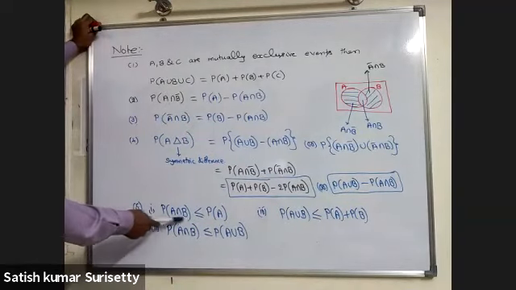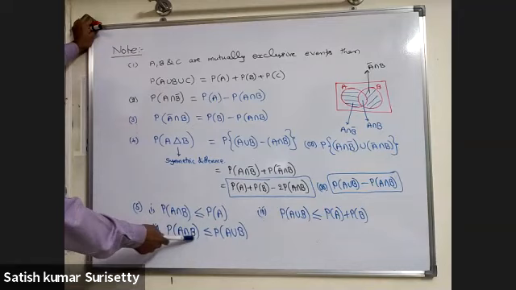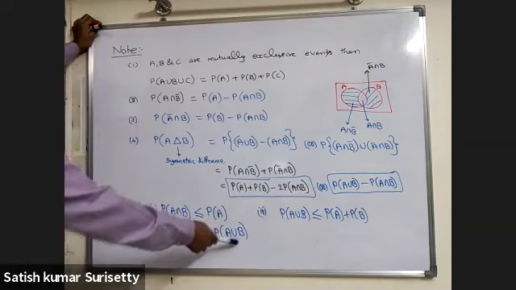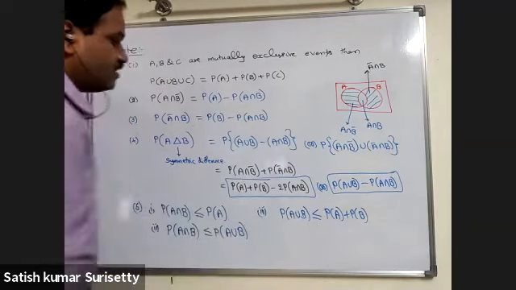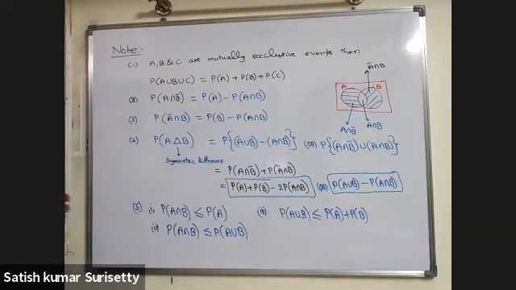Next, A intersection B is a subset of A, so probability of A intersection B will be less than or equal to probability of A. A intersection B is also a subset of A union B, so probability of A intersection B is less than or equal to probability of A union B. Next, probability of A union B can also be written as less than or equal to probability of A plus probability of B.